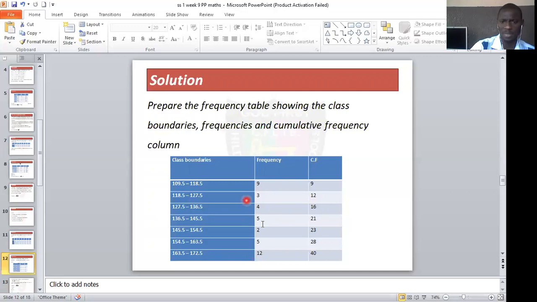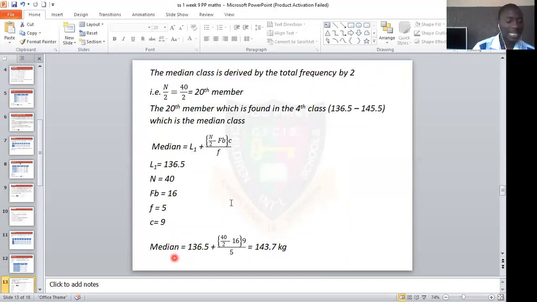The width of the class is 9, that is 136.5 to 145.5. So insert everything, insert the parameters, and you get 143.7 kg.